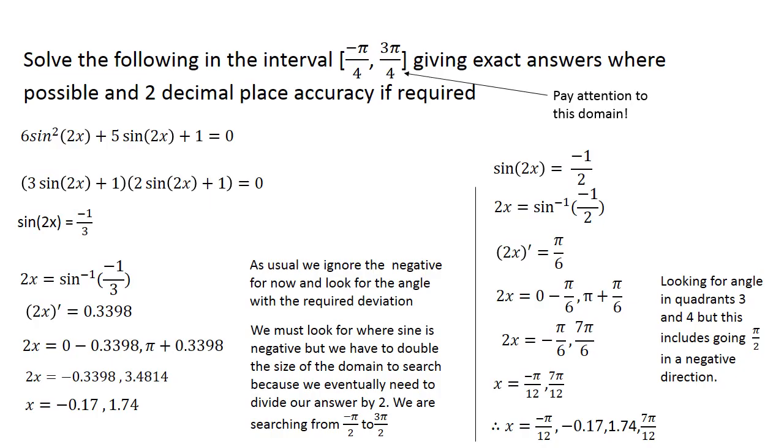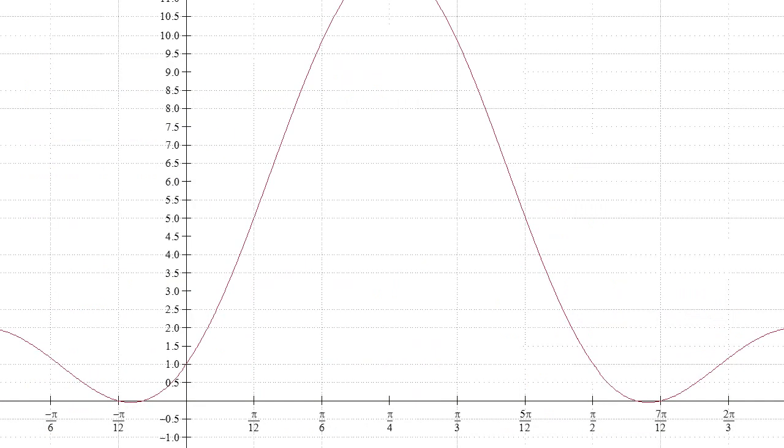Let's look at the graph just to confirm what these values are. If you look again, and remember we're looking now only from minus pi over 4 to 3 pi over 4, you'll see 4 values that satisfy that interval. Okay, that's the end of that.